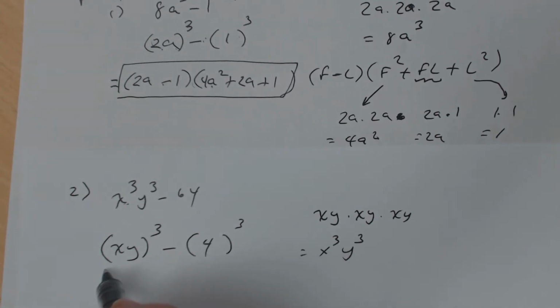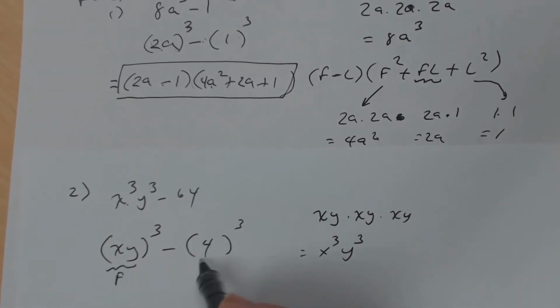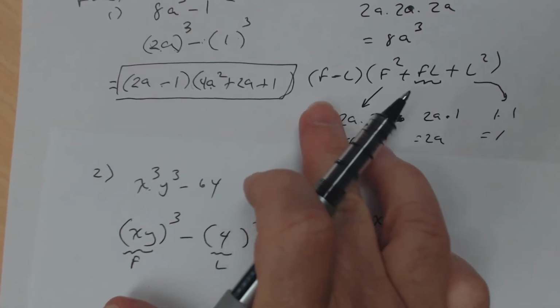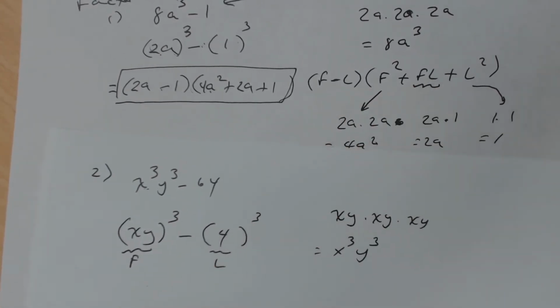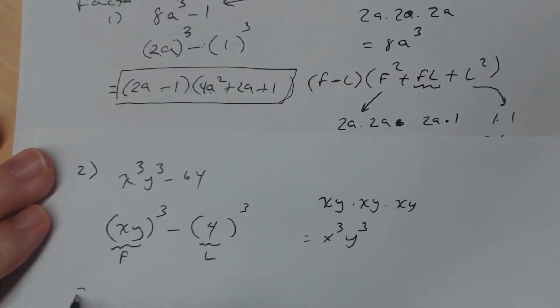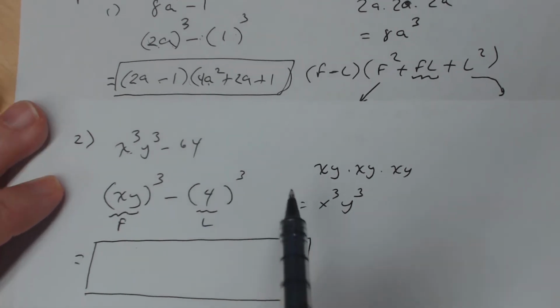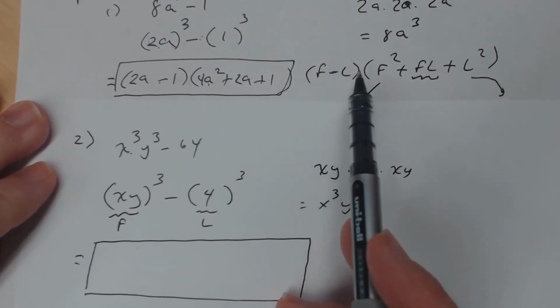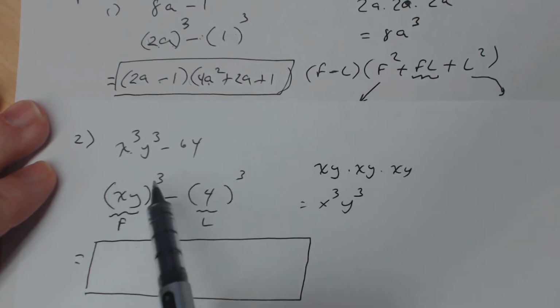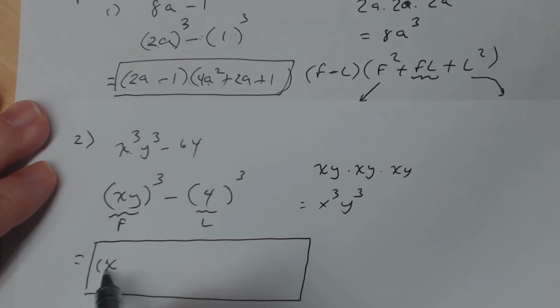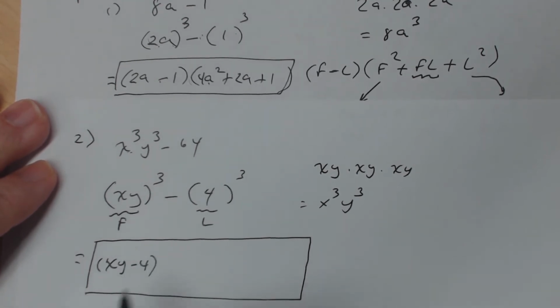Now remember, think of it this way. This is your F and this is your L, in terms of this formula right here. In terms of the formula, the answer is going to be F minus L, that's your binomial. So xy minus 4. That's your binomial, xy minus 4.